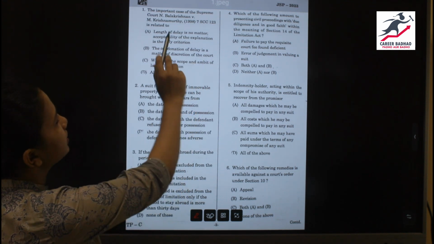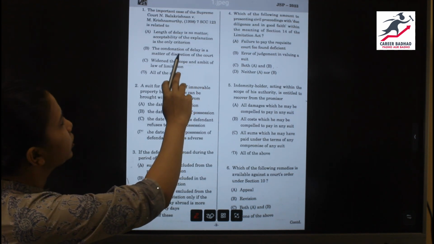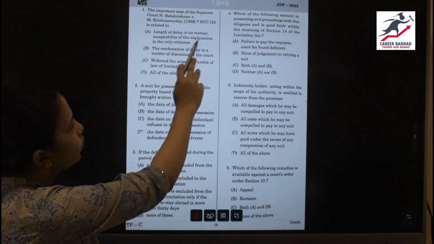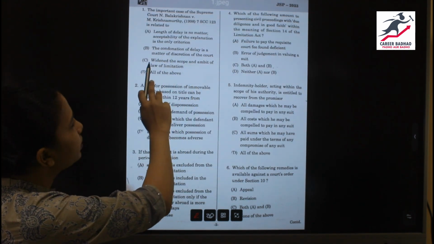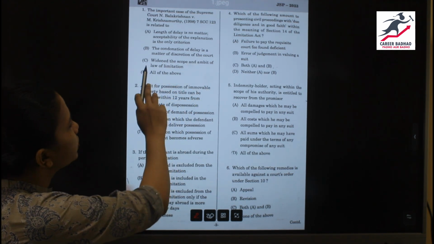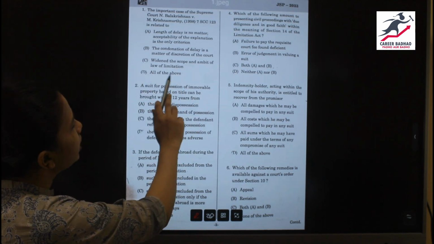The first question says, the important case of the Supreme Court N. Balakrishnan versus N. Krishnamurthy is related to option number A, length of delay is no matter, acceptability of the explanation is the only criterion. Option number B, the condemnation of delay is a matter of discretion of the court. Or option number C, widen the scope and ambit of law of limitation. Or option number D, all of the above.